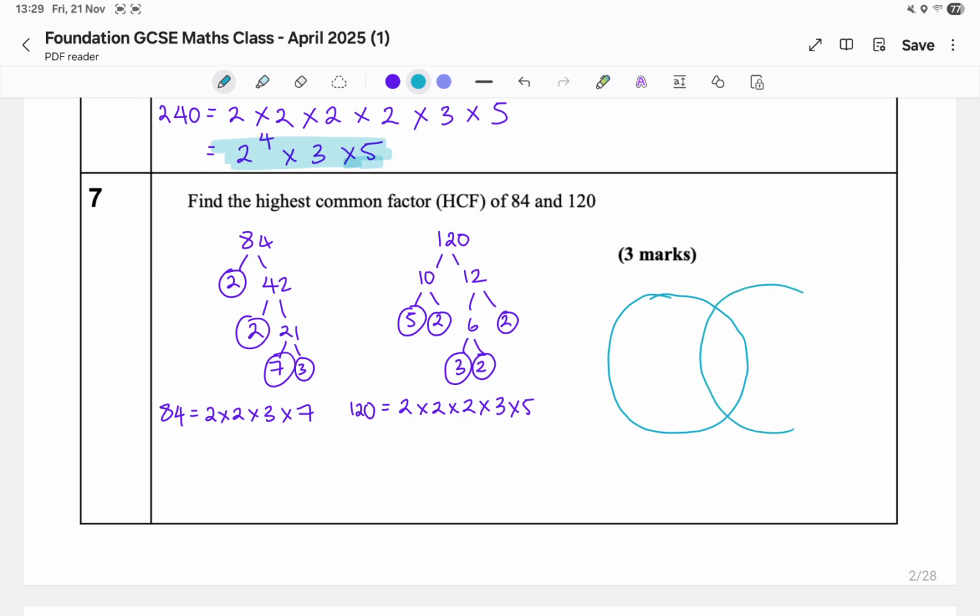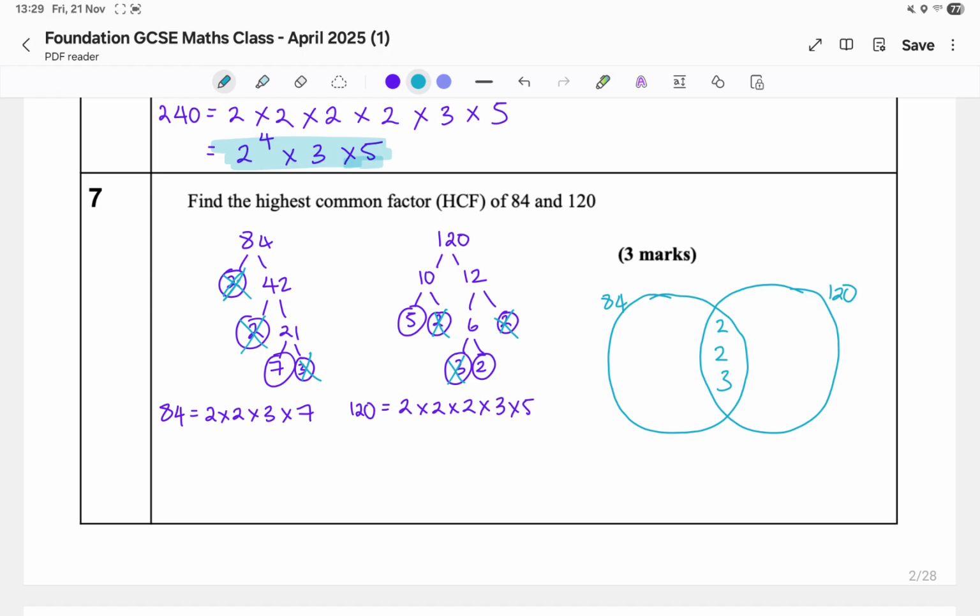So I'm going to draw a Venn diagram. 84 is going to go here, 120 is going to go here. In the middle here, you're going to add the numbers first that are common in both of them. I'm just going to tick them all off as I'm going. So I know 2 occurs in both of them. I can see another 2 that's common in both of them. And then I can see a 3 is common in both of them.